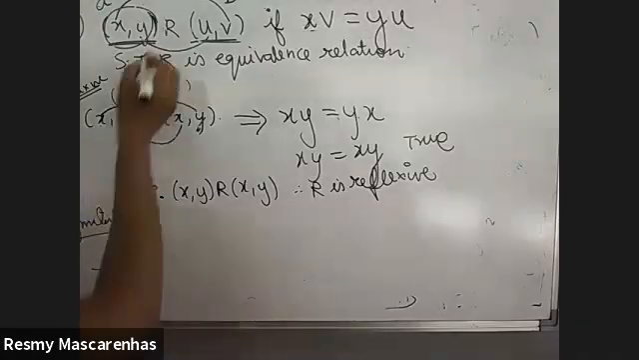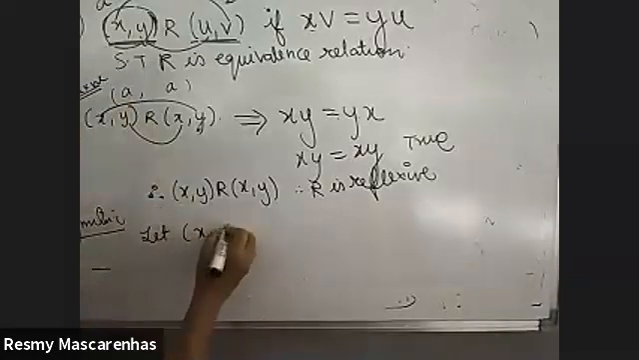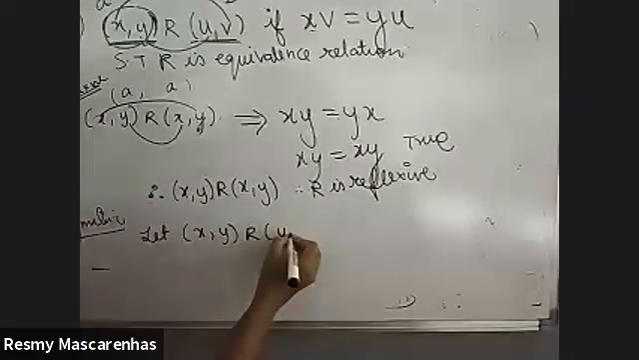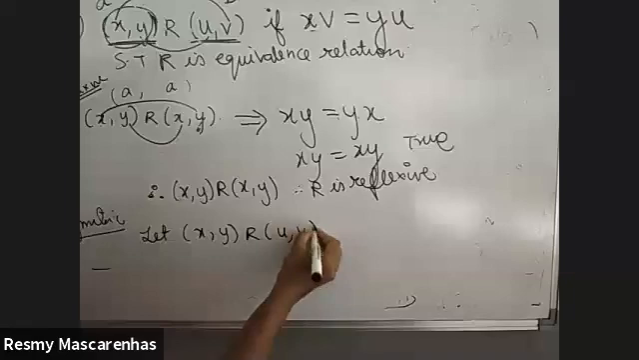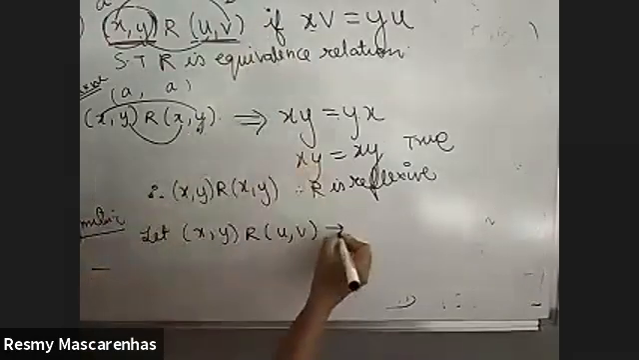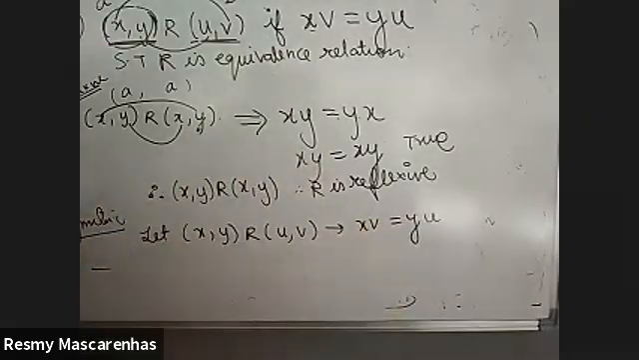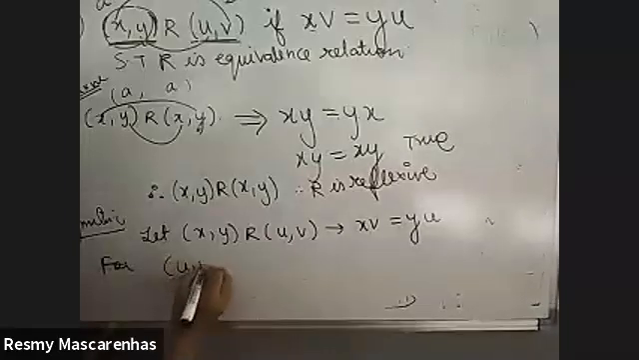Okay, so you know that this is what is first given. (x, y) is already related to (u, v). So what it gave you is xv is equal to yu. Now check for the reverse, (u, v).